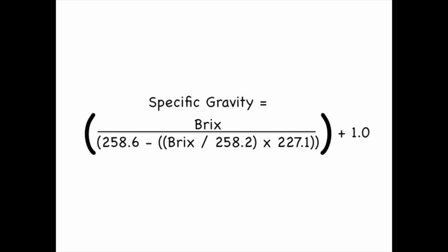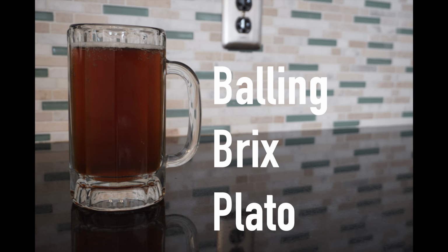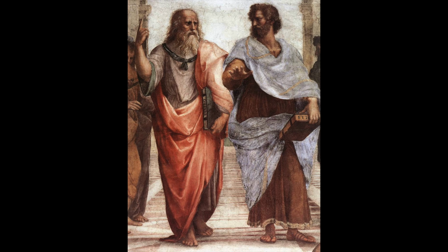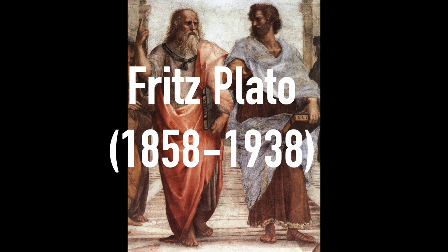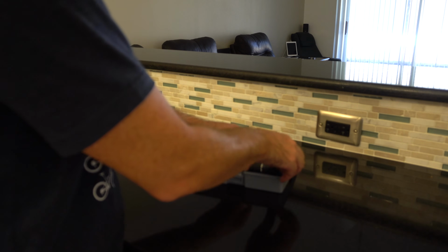Quick aside, there are actually 3 common scales for measuring sugar density. They are the Balling, Brix, and Plato scales, with each one being a slight improvement to the one before it. However, the differences are so small that for our purposes they are interchangeable. By the way, degrees Plato is not named after this guy, but after Fritz Plato, who, like Adolf Brix, is also dead.